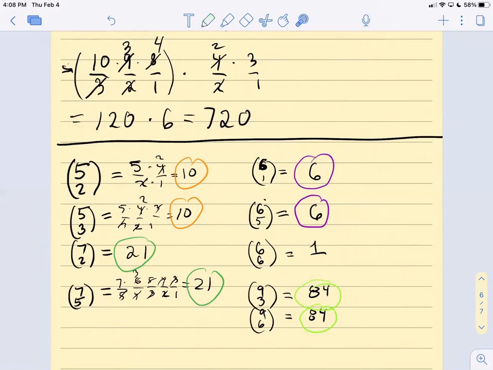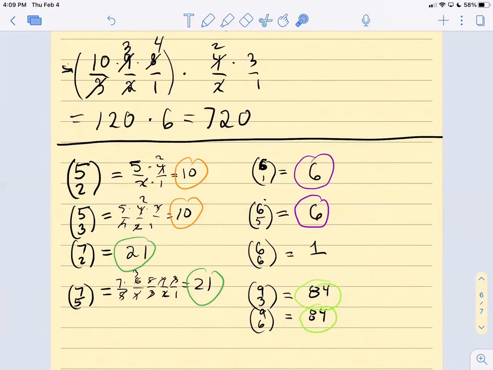That the numbers, the combinations that are equal, the things that you're choosing always add up to the total that you're choosing from. So 5 choose 2, 5 choose 3 are the same. 7 choose 2, 7 choose 5 are the same because 5 and 2 add up to 7. 6 choose 1, 6 choose 5 are the same. And 9 choose 3 and 9 choose 6 are the same because they add up to 9. Okay.